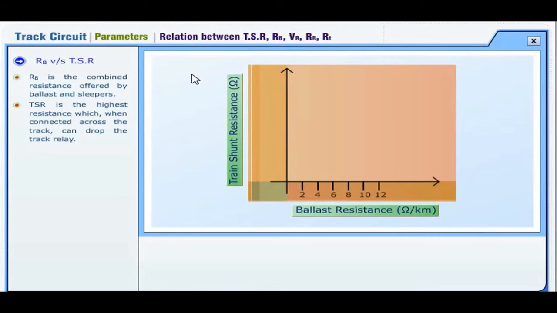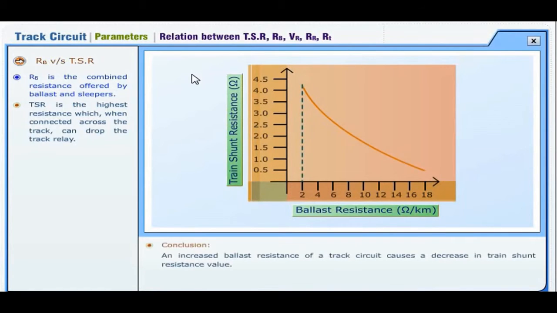RB versus TSR. RB is the combined resistance offered by ballast and sleepers. TSR is the highest resistance which, when connected across the track, can drop the track relay. From the graph given on screen, we can conclude that an increased ballast resistance of a track circuit causes a decrease in train shunt resistance value.